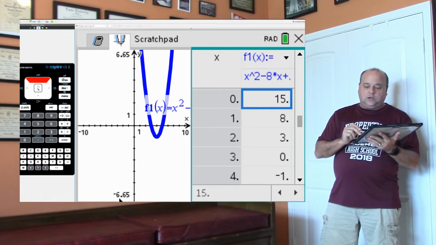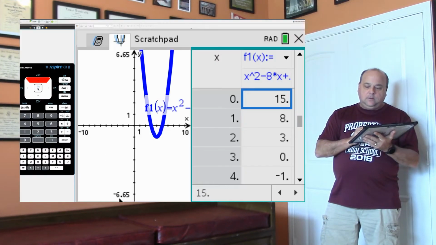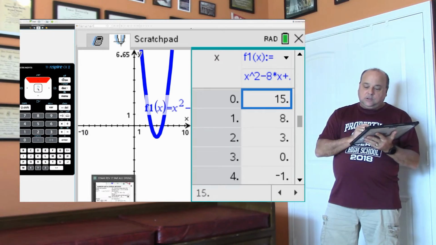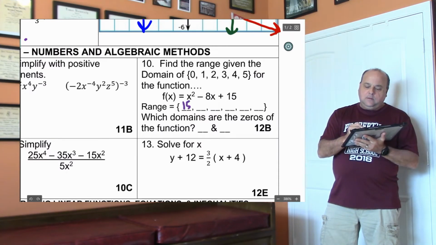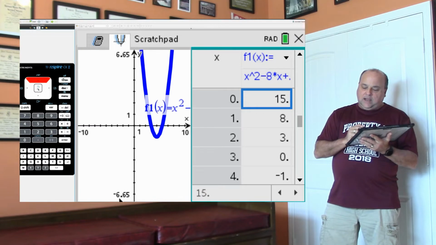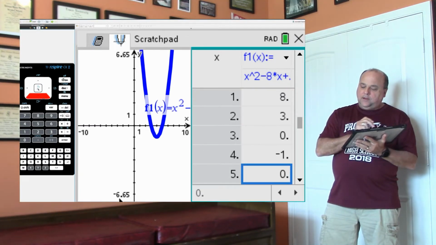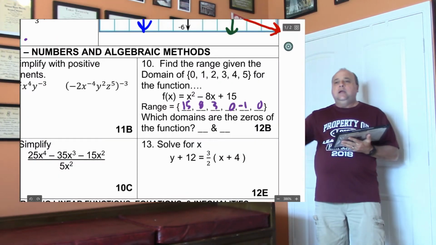So I'm going to go back to the worksheet. And I want to know 0, 1, 2, 3, 4, 5. So 0 is 15, 8, 3, 0. So 15, 8, 3, 0. 15, 8, 3, 0. And then we have negative 1. And let's keep going down. Negative 1 and 0. So I'm going to go back over here. Negative 1 and 0. Okay?